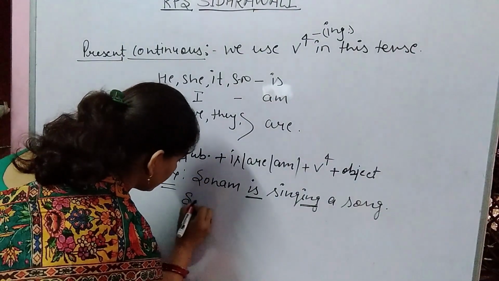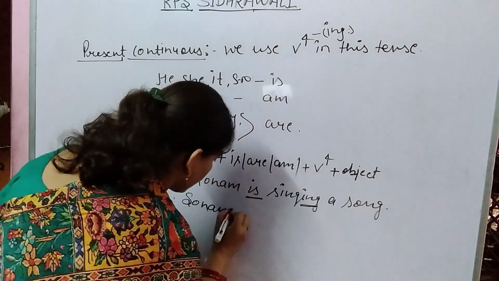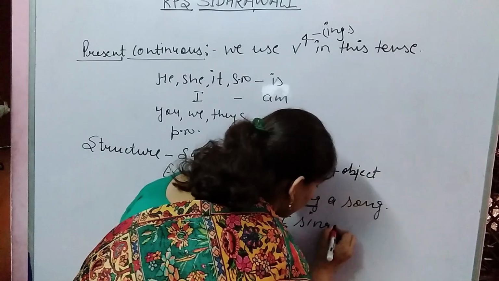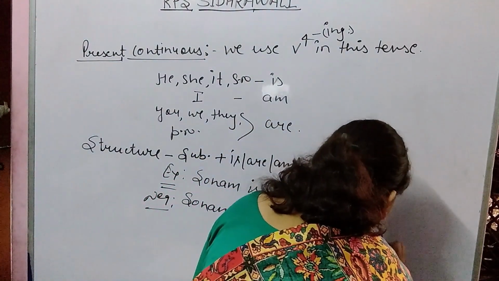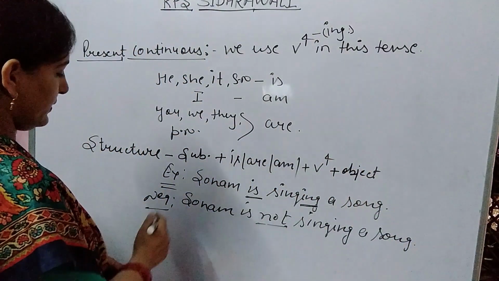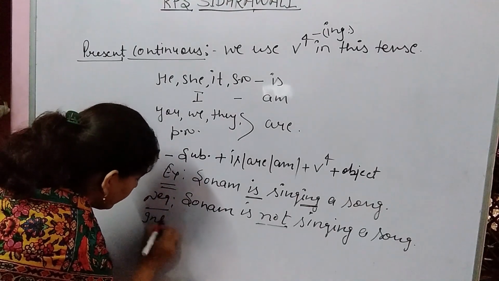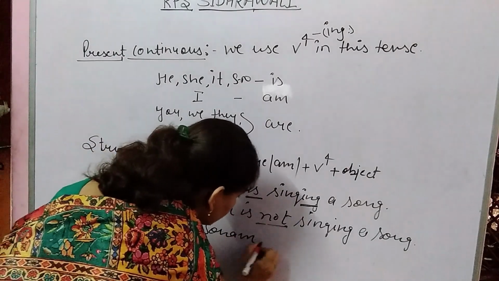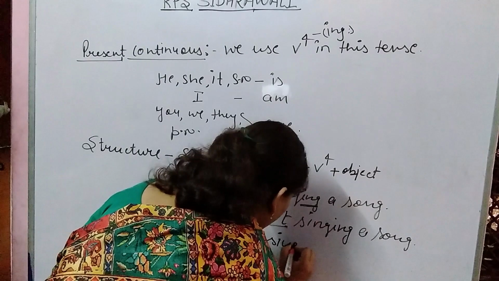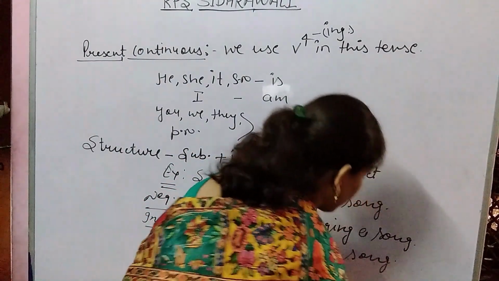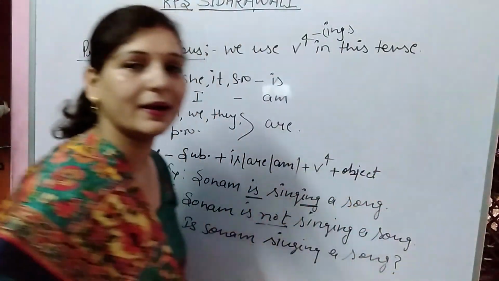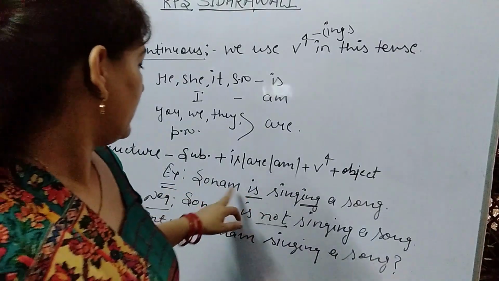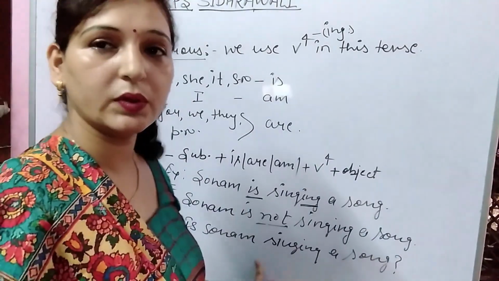And in the negative, Sonam is not singing a song. We use not after the helping verb. Interrogative: Is Sonam singing a song? And we use the question mark at the last. This is the structure of present continuous tense, and these are the examples of affirmative, negative and interrogative.